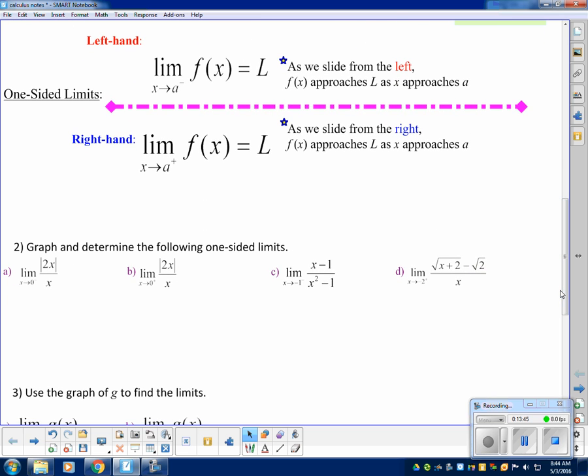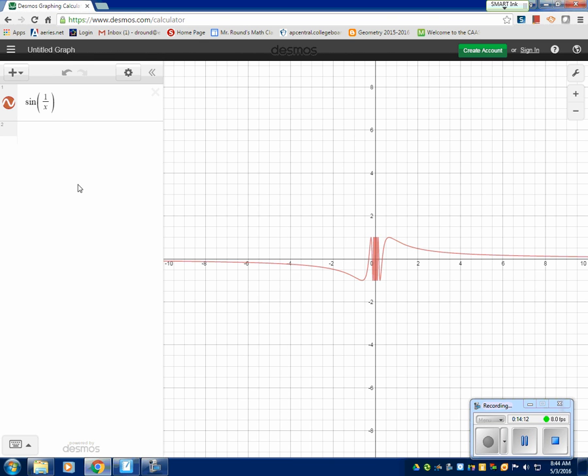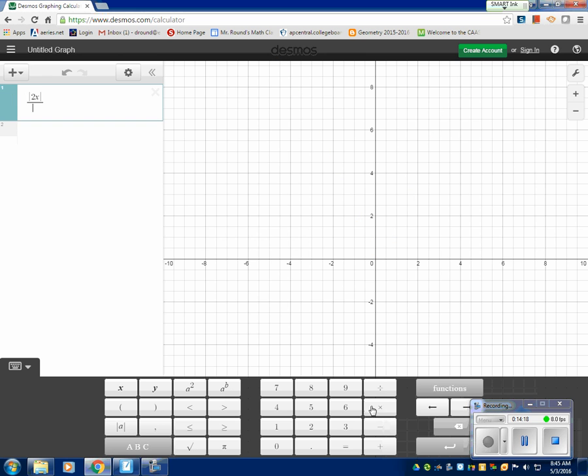So I have some functions here in which we're going to determine the following one-sided limits. You're welcome to do it on your calculator. On your worksheet, you can see the little plus or minus sign. So the first one is we're going to evaluate that function as it comes in from the left, and then the second one from the right. Get back to Desmos here. We'll do absolute value of 2x divided by x, and we can answer both of those questions.